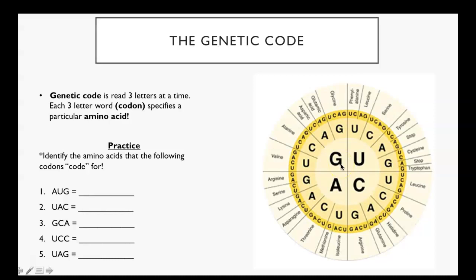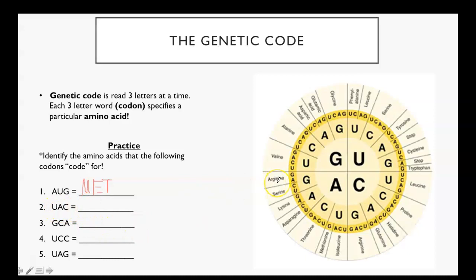First things first, we're going to start with the codon AUG. What we're trying to figure out is the correct amino acid for this codon. How we figure this out is we always start in the middle. We start with the first letter, A, which is right here. Then we move to the next letter, U, so we move out, which is right here, and then G, which is right here, which is methionine. So this codon right here codes for methionine. M-E-T.